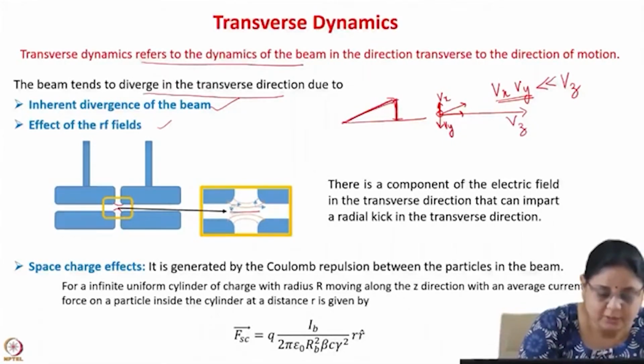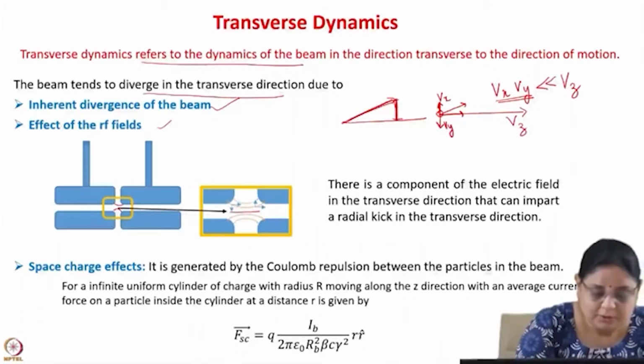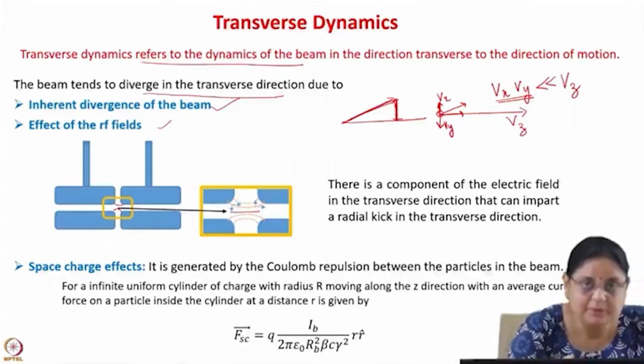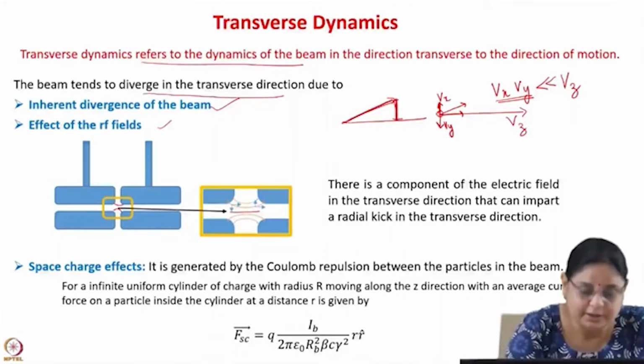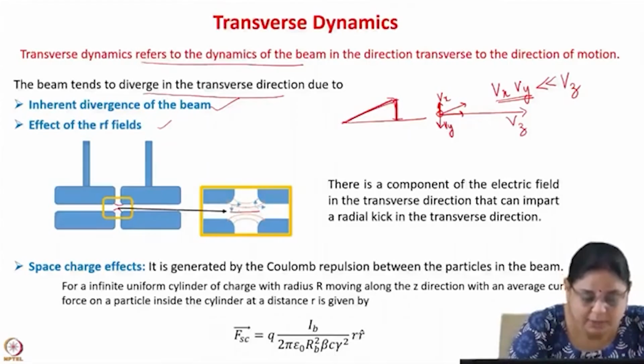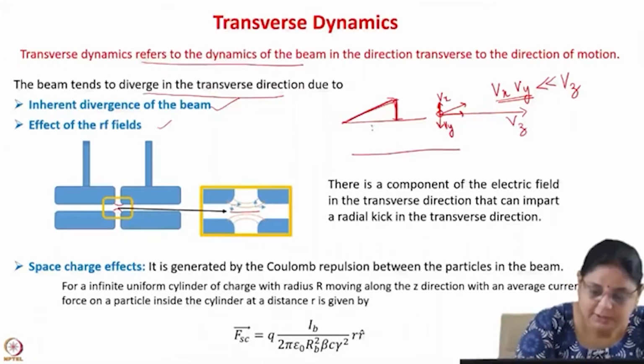So there is a radial component here as well as the longitudinal component here. Because of this, the beam will get some kick in the radial direction. Now from here it may look like in the two halves of the gap, the radial components cancel out. But actually, if you see, the field is varying with time in the gap.